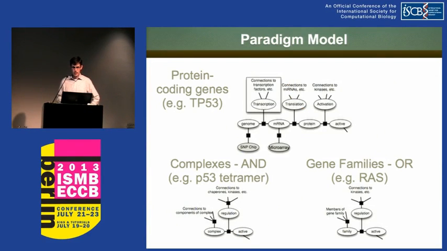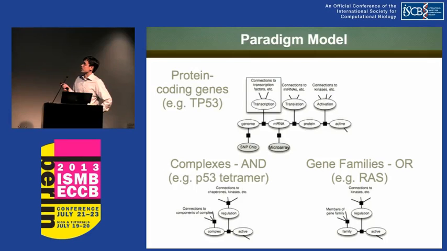So here's what the paradigm model actually looks like. For every gene, every complex, and every family, we have a graph that looks like this. And these shaded variables are where our data is linked to our graph. And these factors just allow for a really small amount of experimental noise. And so the way all of these are connected is through these regulation nodes.